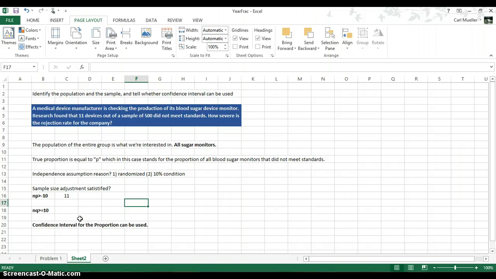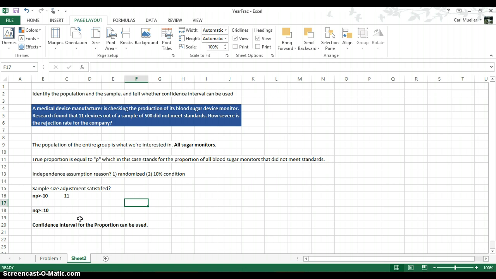So we're going to get a little bit more complicated, but we'll go ahead and just kick it off. The question is, identify the population and the sample and tell whether a confidence interval can be used. A medical device manufacturer is checking the production of its blood sugar monitors. Research found that 11 devices, out of a sample of 500, do not meet the standards. They fail the quality inspections. How severe is this rejection rate for the company?